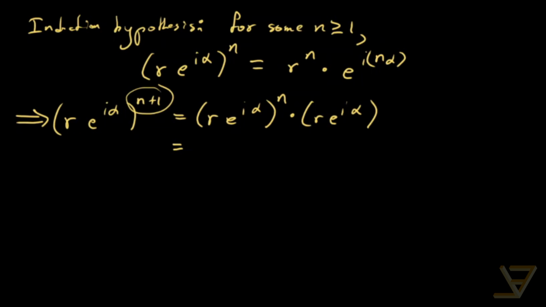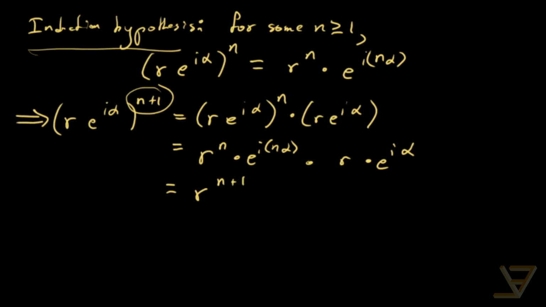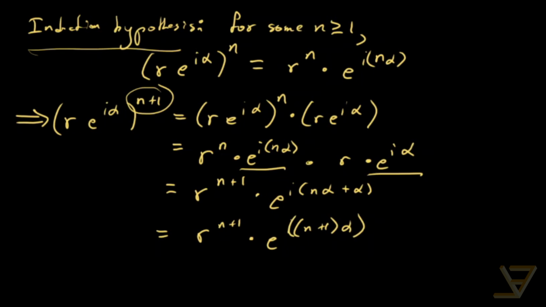And now what we get is that by the induction hypothesis, r to the n times e to the i n alpha times r times e to the i alpha, and that's equal to r to the n plus 1, and now we use the addition identity on these two components to get e to the i (n alpha plus alpha), and that's equal to r to the n plus 1 times e to the i (n plus 1) times alpha. And that's what we wanted, so that completes the induction.